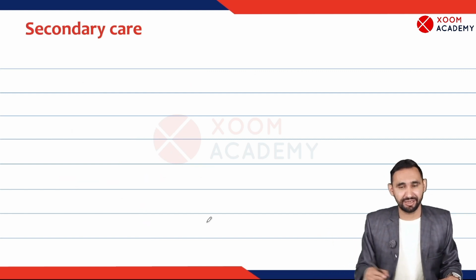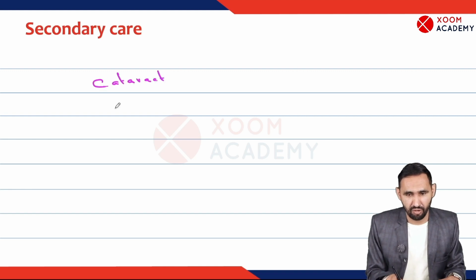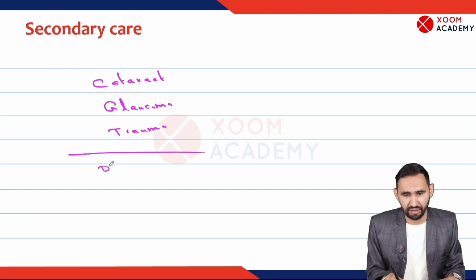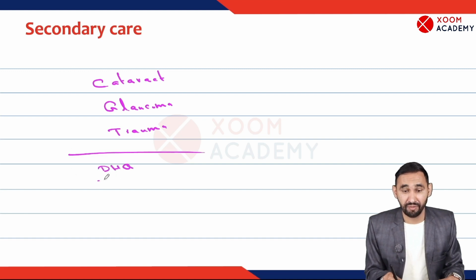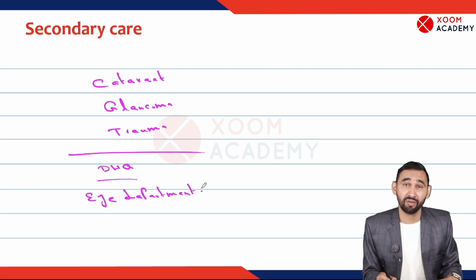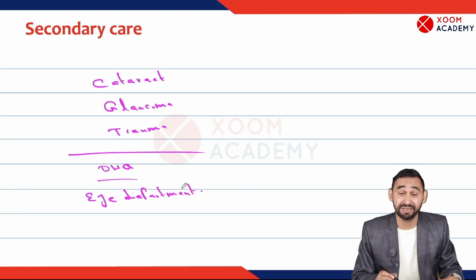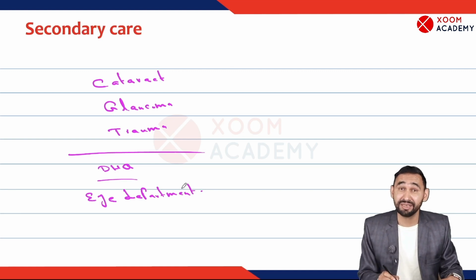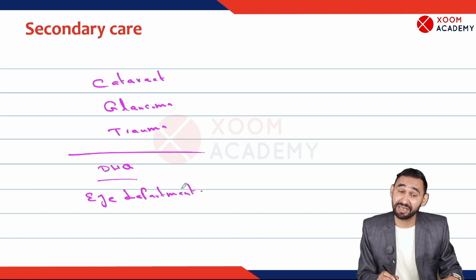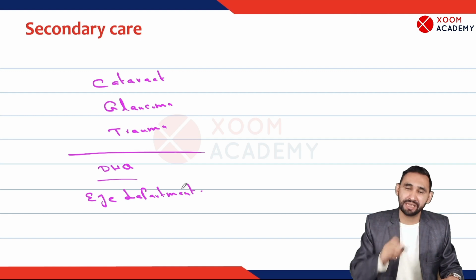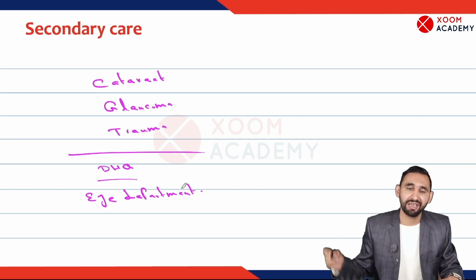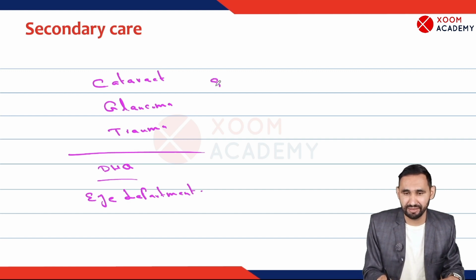What is secondary care in case of cataract, glaucoma, trauma? A person is referred to the district headquarter or tehsil headquarter, where there is a special eye department. They diagnose and they treat. They treat cataract with surgery, they treat trachoma, glaucoma, and eye defects, and they provide special healthcare. So a person is referred from the primary center to the secondary center, to the eye department. Eye specialists see the patient, treat the patient, and do surgery. So surgeries are performed in secondary care.